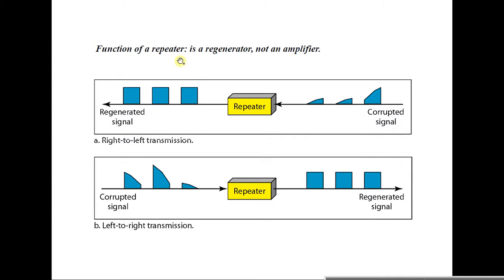The function of repeater: it is a regenerator, not an amplifier. So when we use the repeater between two segments of a LAN, it recreates the signal and sends it to the other segment of the LAN. Instead of amplifying the signal, because when we use an amplifier, it amplifies both the signal plus noise.